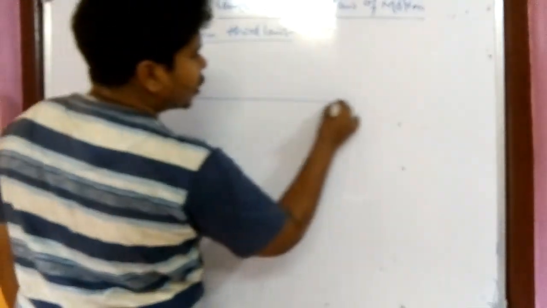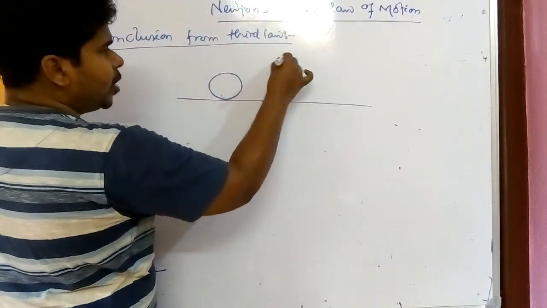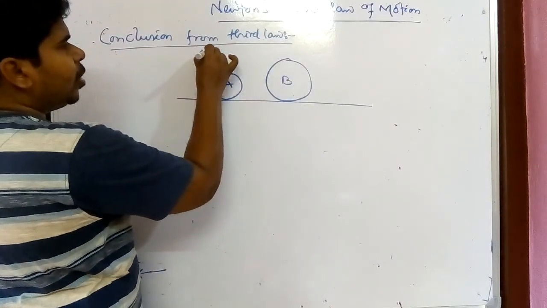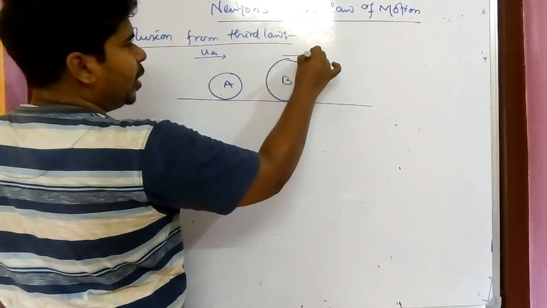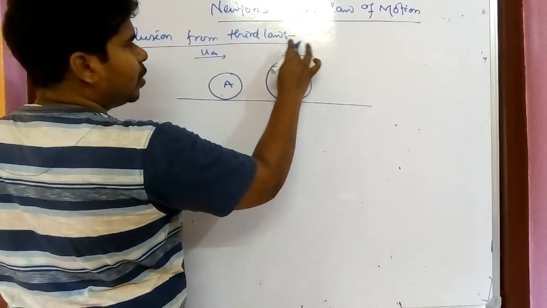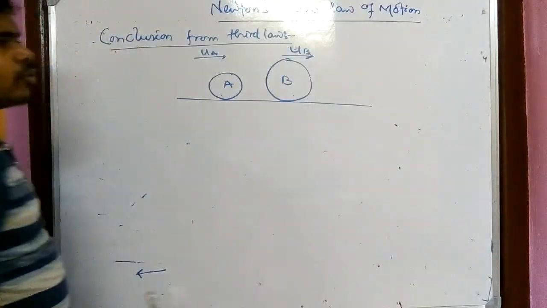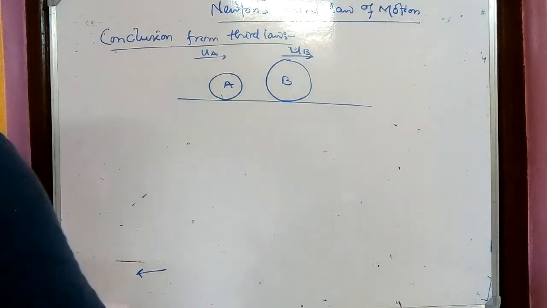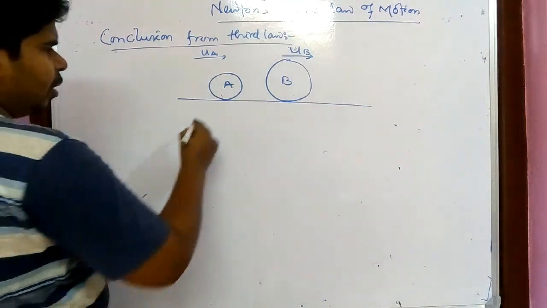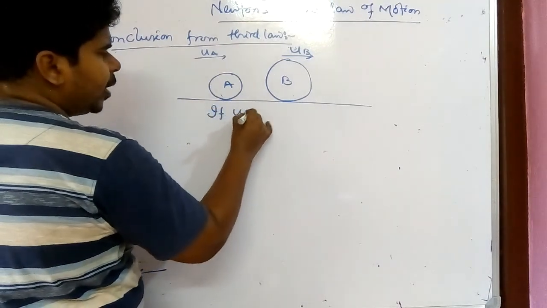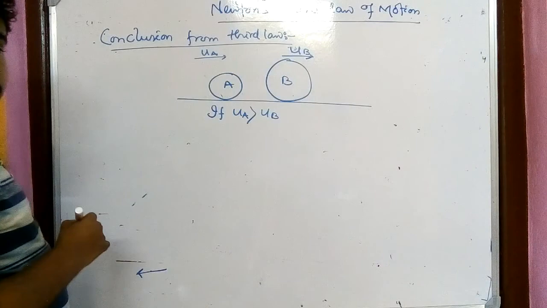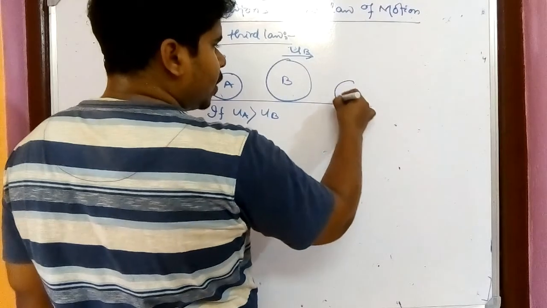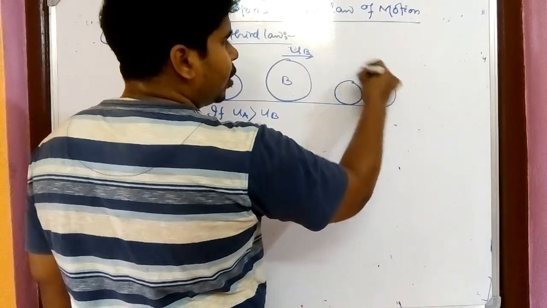Assume the same experiment I have shown you earlier: a ball A and a ball B. Ball A is moving with a velocity of UA, and ball B is moving with a velocity of UB. As we are talking about initial velocities, that's why we are taking UA and UB. If UA is greater than UB, then A will collide with B. Very simple thing. After some distance, A collides with B.